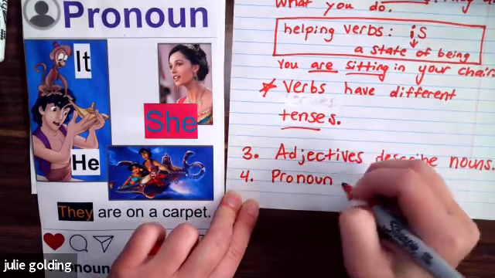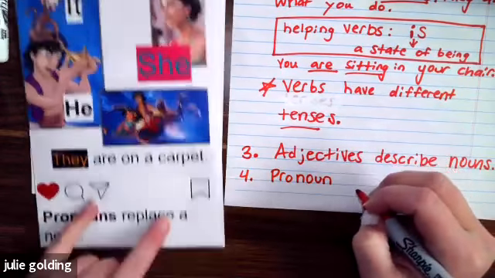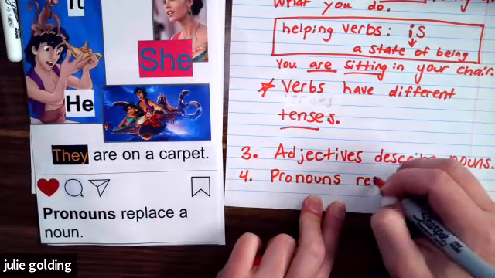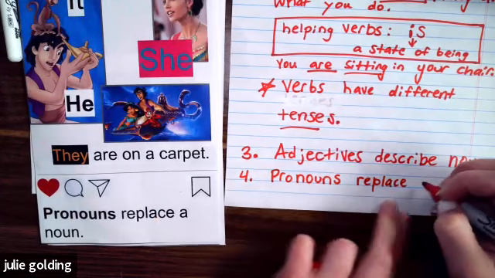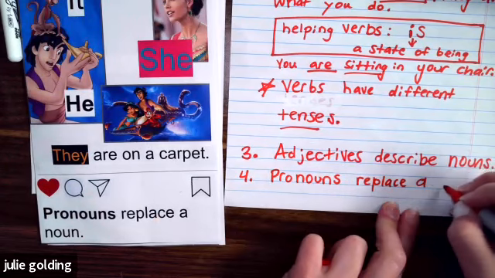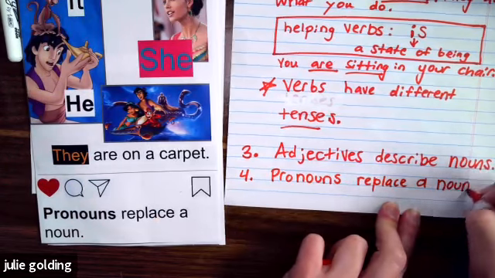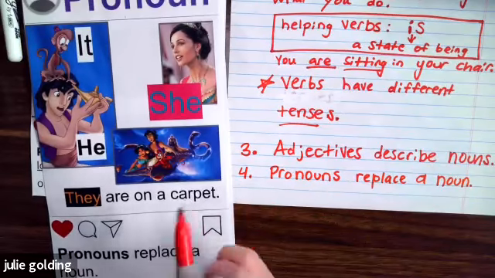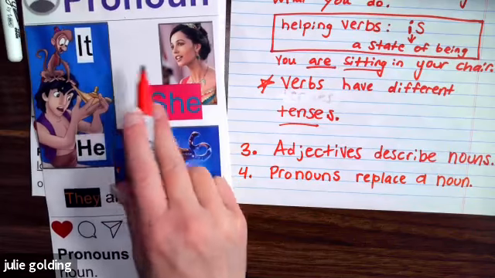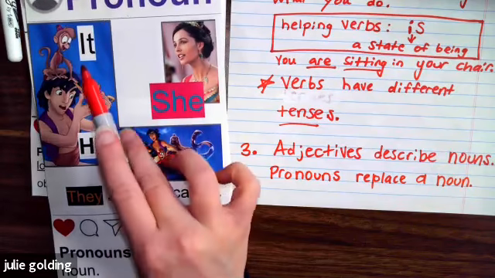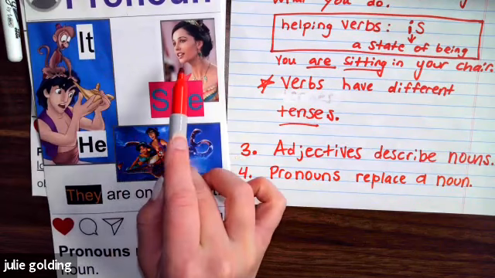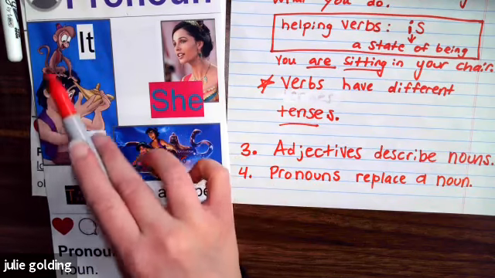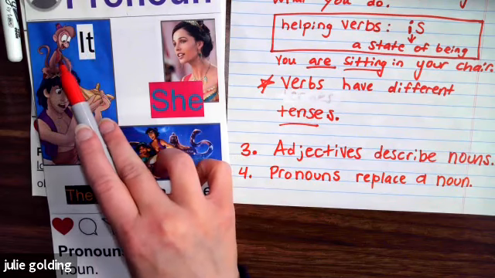Pronouns replace a noun. Okay, so in this example right here, we have it, she, he. He is talking about Aladdin. It is talking about a monkey, right?